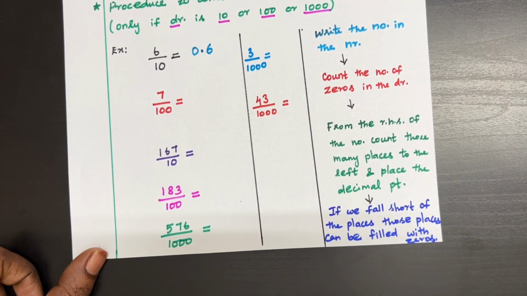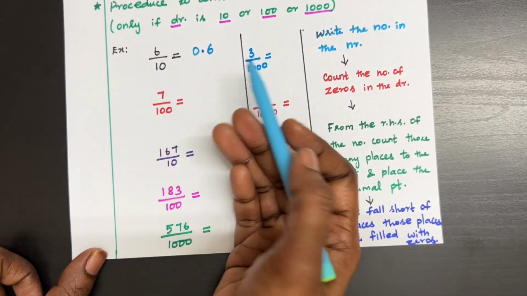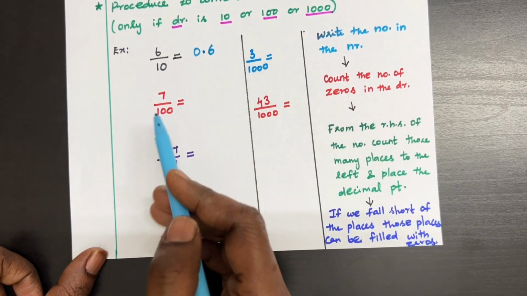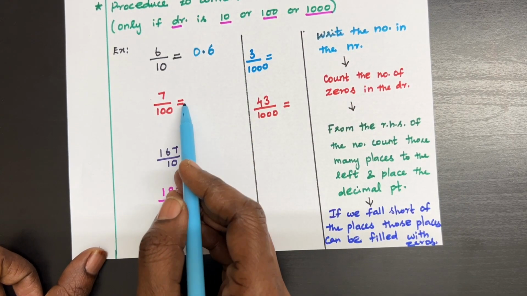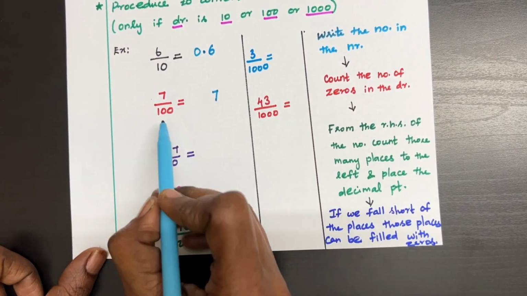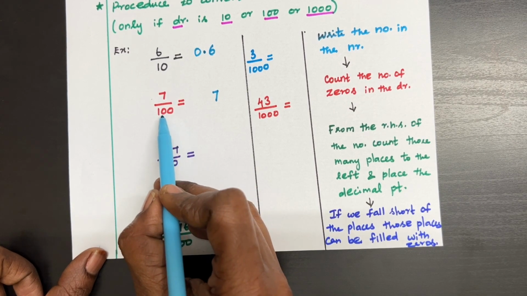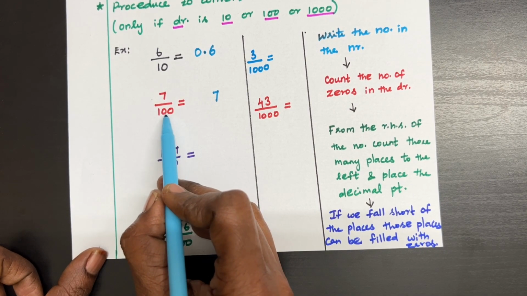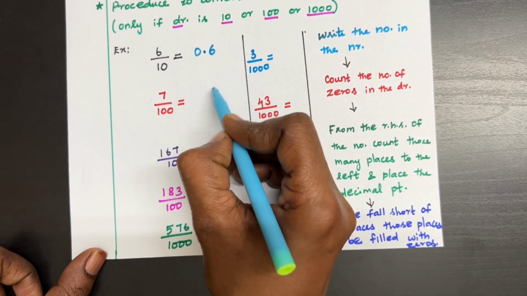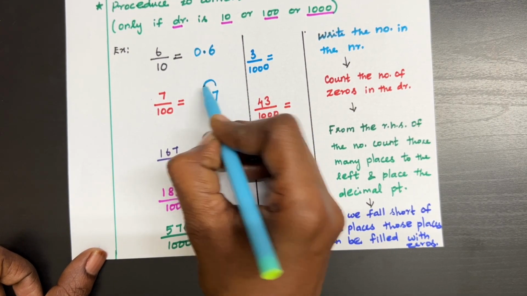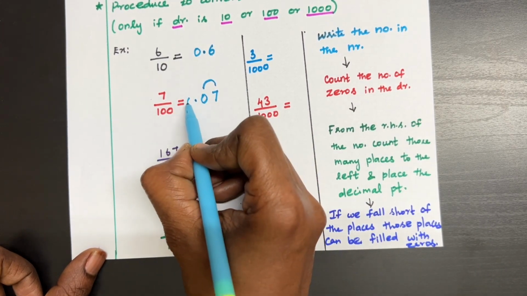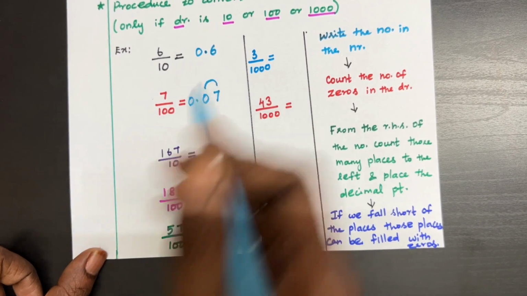This is the way to convert a fraction into a decimal if the denominator is in tens, hundreds or thousands. See here, 7 by 100. Just write 7, the number in the numerator. Now count the number of zeros in the denominator. How many? 1, 2. 2 zeros. So from the right-hand side we need to count 1, 2. This is another 0. We need to place our decimal point here. That's all.